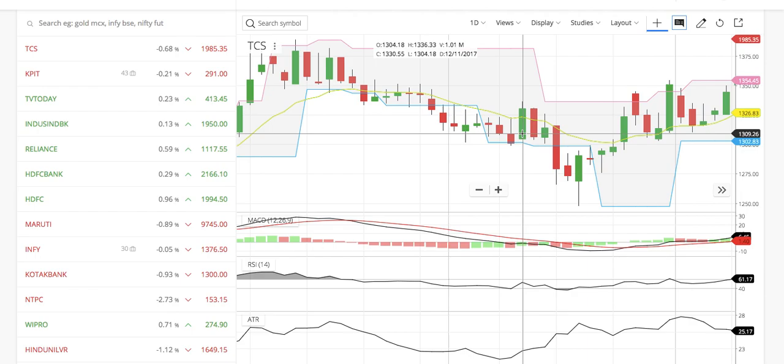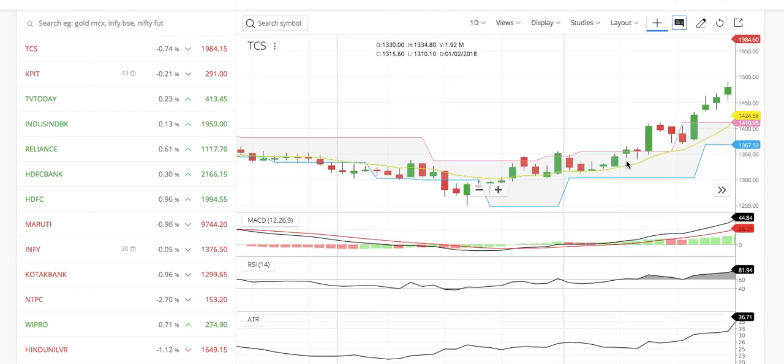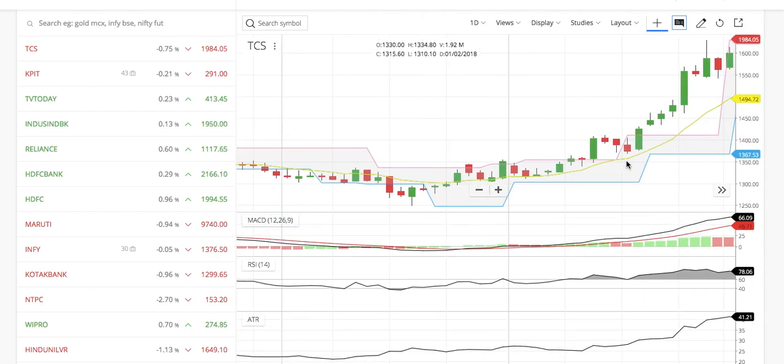I don't think this is broken. Let me check. In which case, low is 1304.18 and 1302. So this stop loss gets triggered, and we will take another entry here. Okay, and then now we will wait for another fractal breakout on the downside.